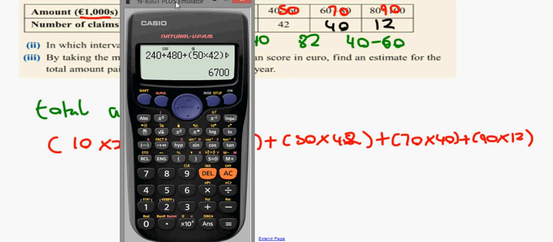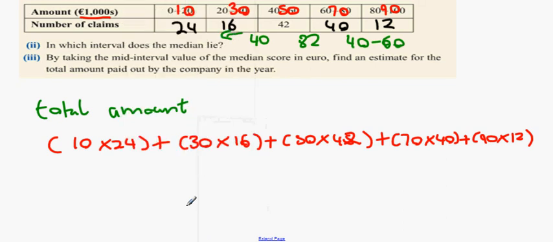And that is 6,700. So it's going to be 6,700 thousands. So we've got to add on 3 zeros. 1, 2, 3. This is going to be 6,700,000 in claims. Okay. What I'm also going to add on is a question here.